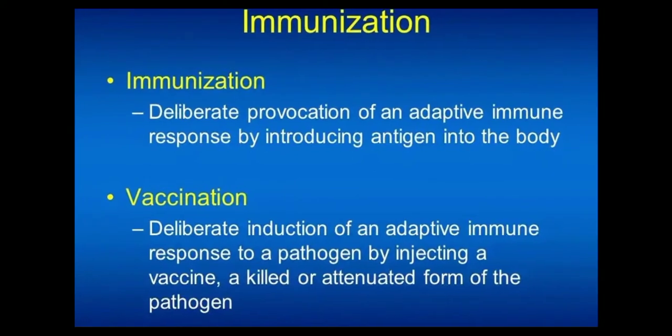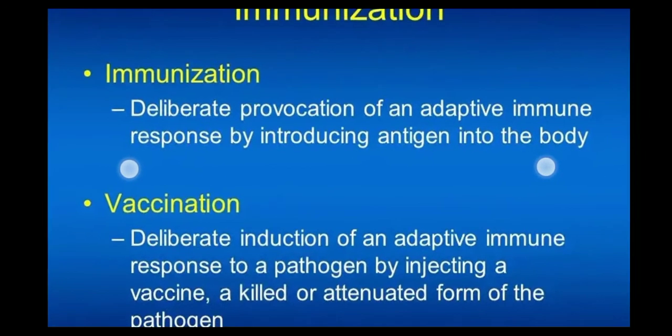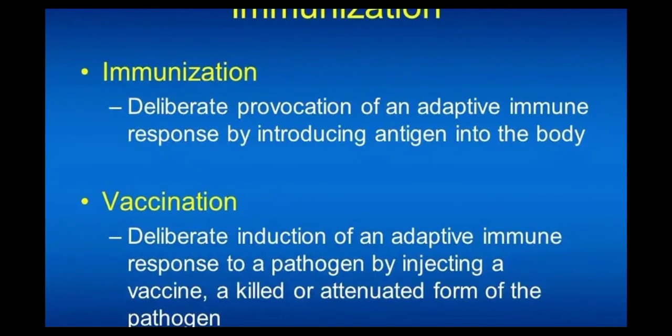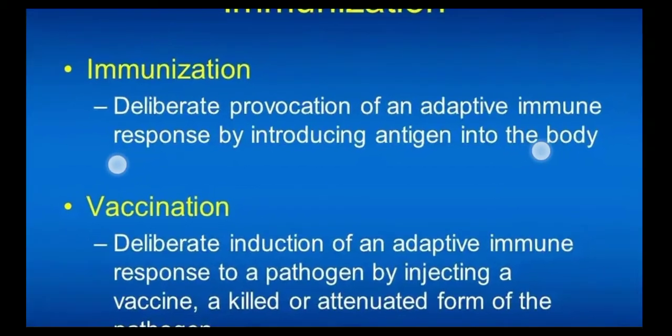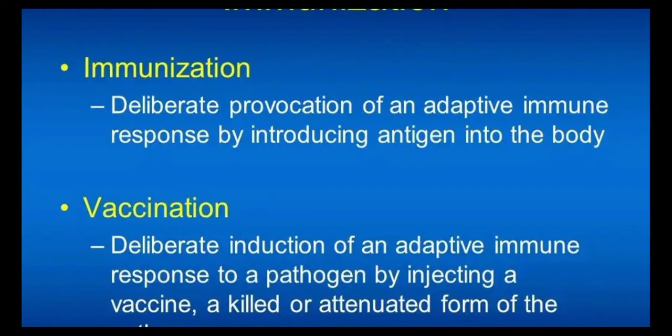So immunization and vaccination, what are they? Let's see now. Immunization is the deliberate provocation of an adaptive immune response by introducing antigen into the body. So basically, immunization means the process of increasing the immune response against antigen entered into the body. So this was the basic concept here.